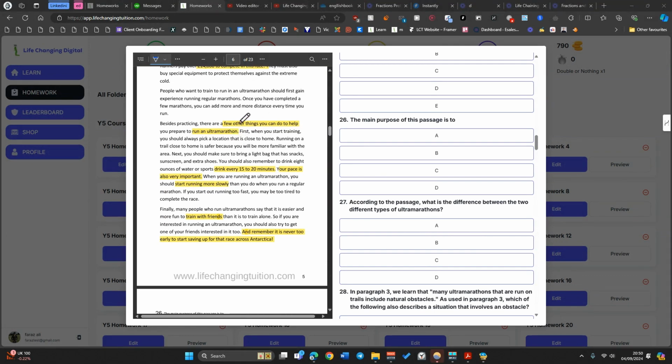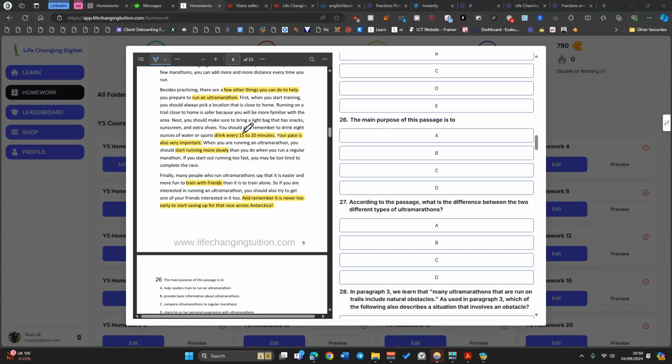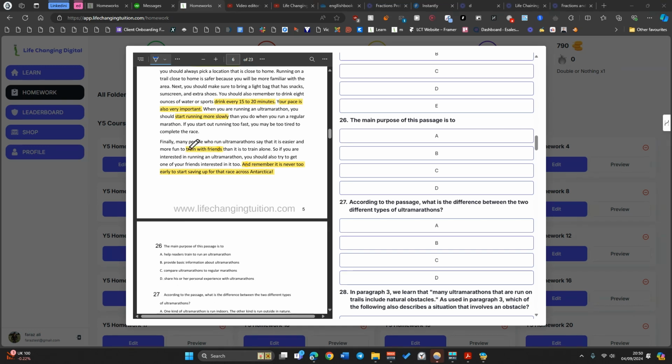And then a few other things to help you run for an ultramarathon would include preparing, drinking every 15 to 20 minutes, making sure your pace is on point, starting to run slower at the start, and also it's more fun to train with friends. And that's sort of the gist of this whole passage.